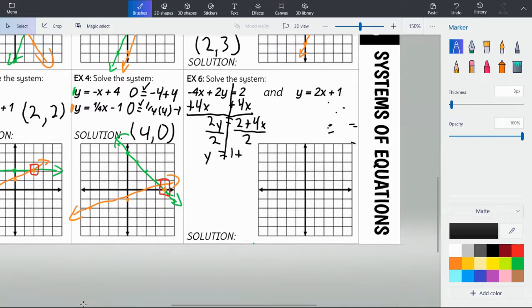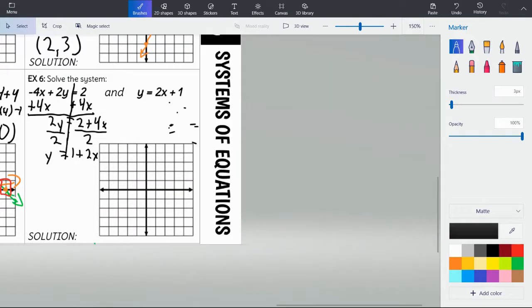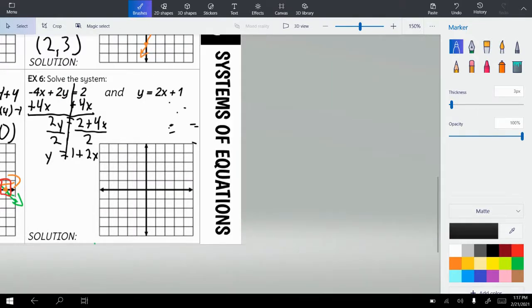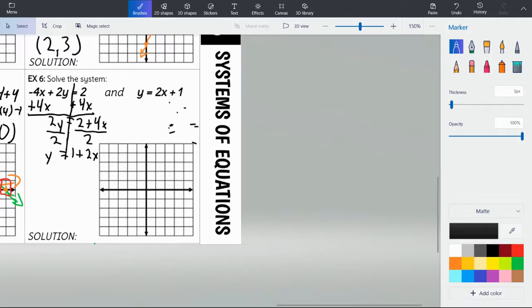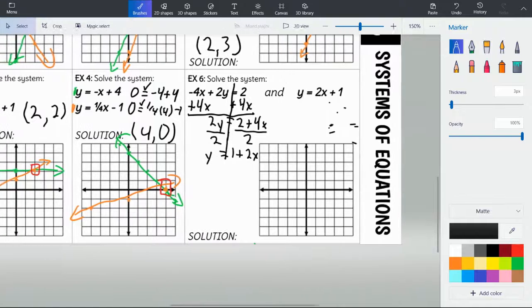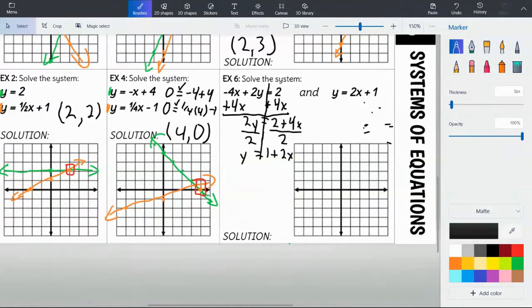1 plus, okay, 2 divided by 2 is 1. 4 divided by 2 is 2. So 1 plus 2x. If I switch those around, whoa. Okay, my thing just went way off to the right. One second. There we go. Okay, if I switch those around, I get y equals 2x plus 1. Well, if that is our green equation, this is our orange equation.